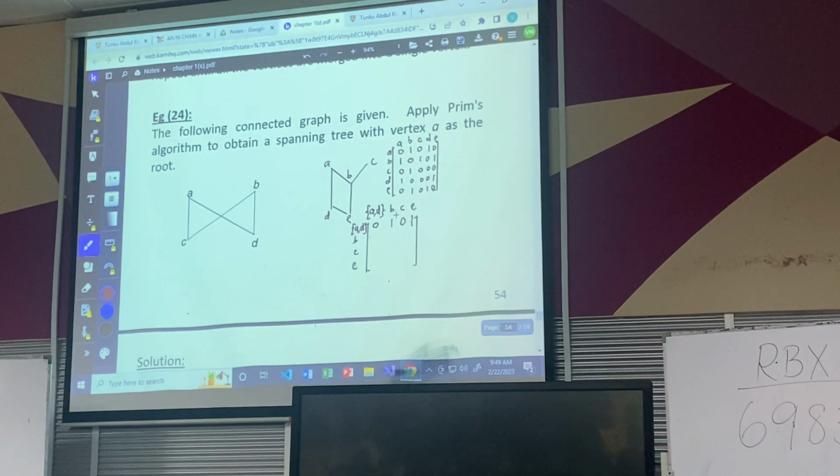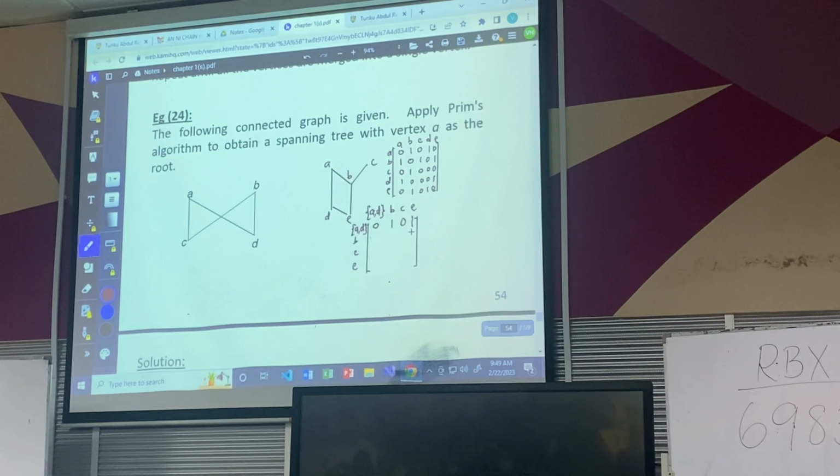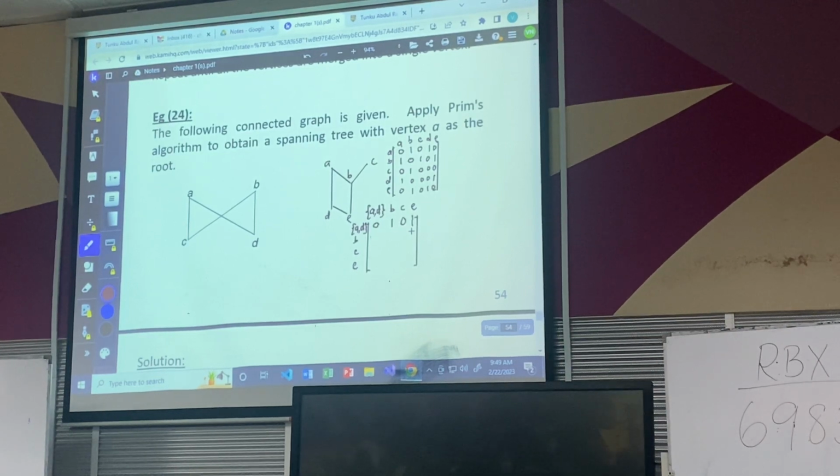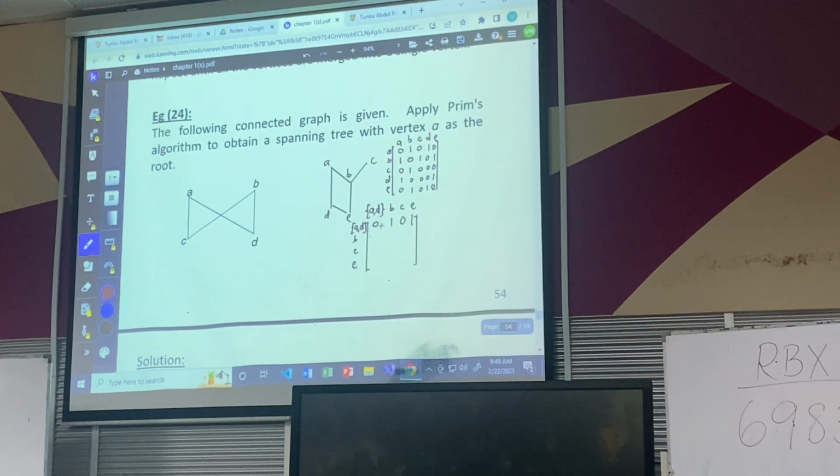And under the row E, same also. Row A is 0, row D is 1. So you will combine 0 or 1, you get 1. If you don't understand, let me know. Raise your hand. Don't be shy.